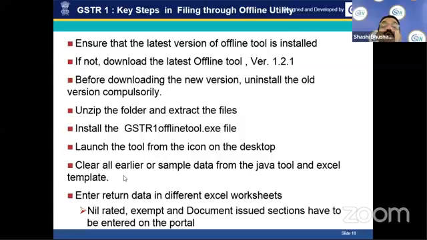But when you download and install the latest, you should first uninstall the old one compulsorily. Otherwise, you will not be able to install this new version. After downloading, you have to unzip the folder and extract the files. Then you will find 4 or 5 files, and one file is GSTR1 offline tool.exe. This file has to be double-clicked to install the GSTR1 offline tool.